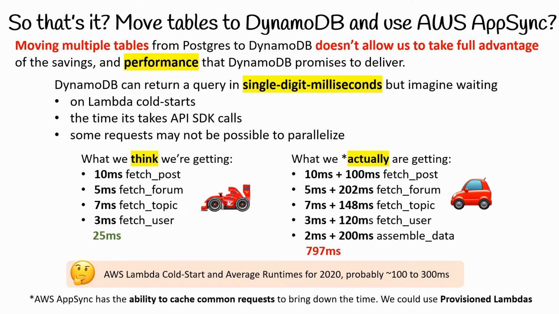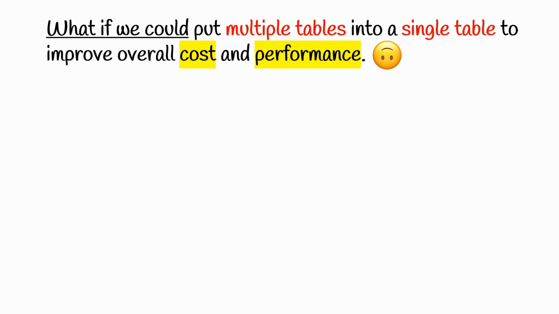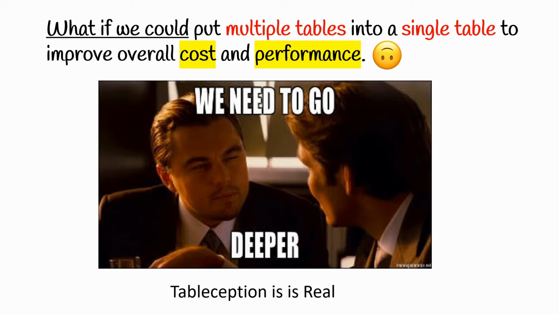So how could we get the overall performance and cost that we want? And the issue really comes down to the fact that we're using multiple tables. If we had fewer tables, right, there'd be fewer calls. There would just be fewer costs per table. So is there a way that we can put our tables into our tables? Okay, and this is what I call tableception. That's a meme from Inception. So we're talking about going deeper. How do we put tables into tables? Is it even possible? And it is.